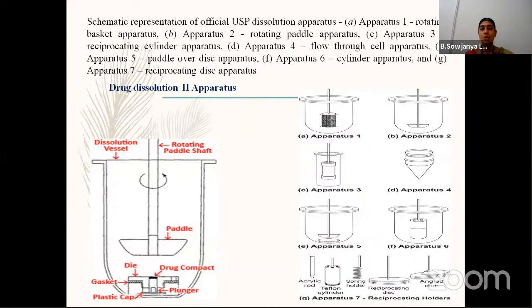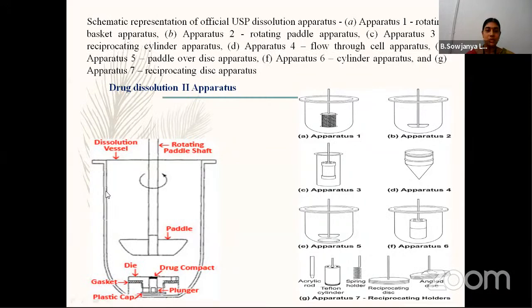Apparatus 1 is the rotating basket type apparatus. So the basket is made up of stainless steel, 316 grade is used in making the rotating basket apparatus. And simply, apparatus 2 is paddle type. It is a rotating paddle type apparatus. Apparatus 3 is reciprocating cylinder apparatus. The 4th one is flow through cell apparatus, and the 5th one is the paddle over the disc type. Apparatus 6 is the cylinder apparatus. The 7th one is the reciprocating disc apparatus. So the discs may be of different types.